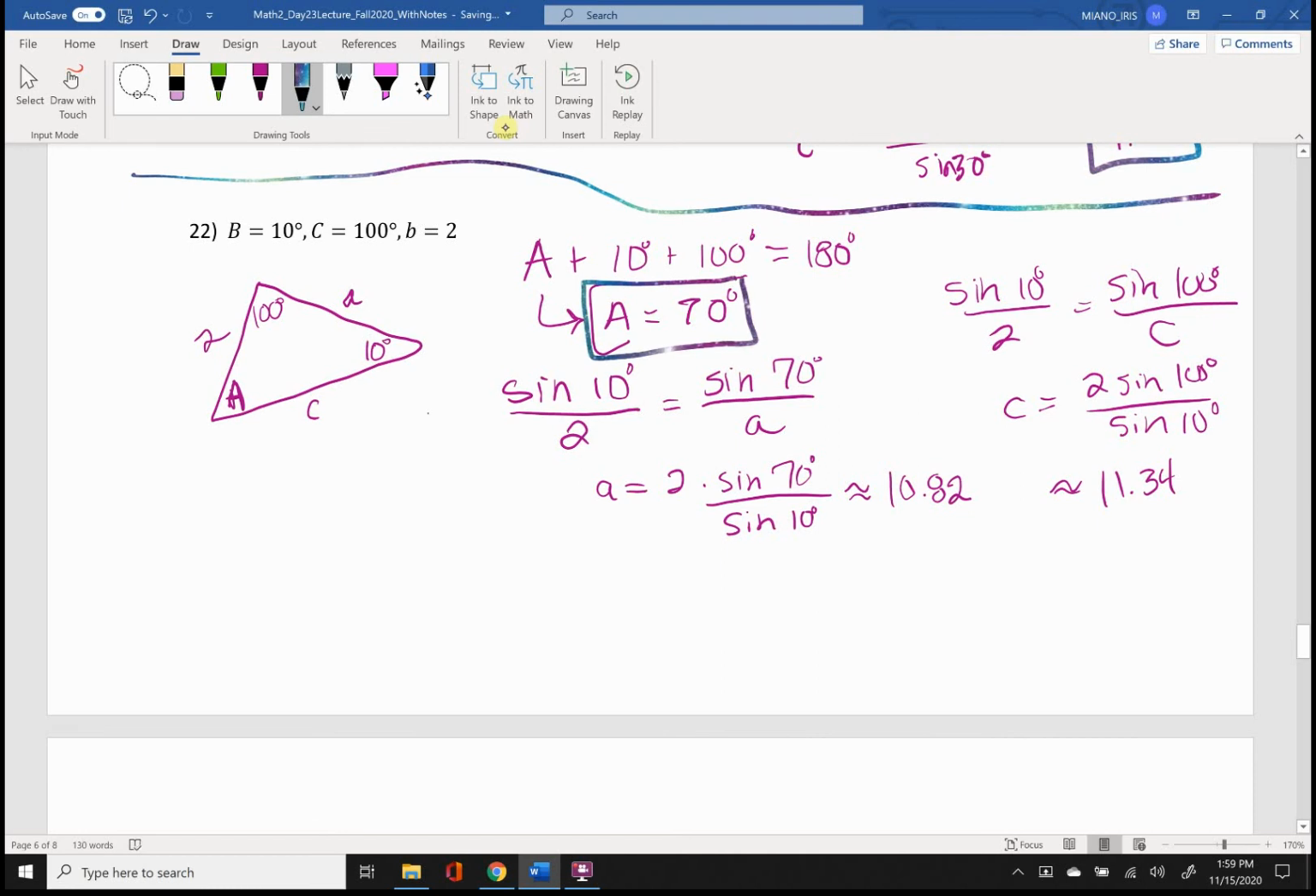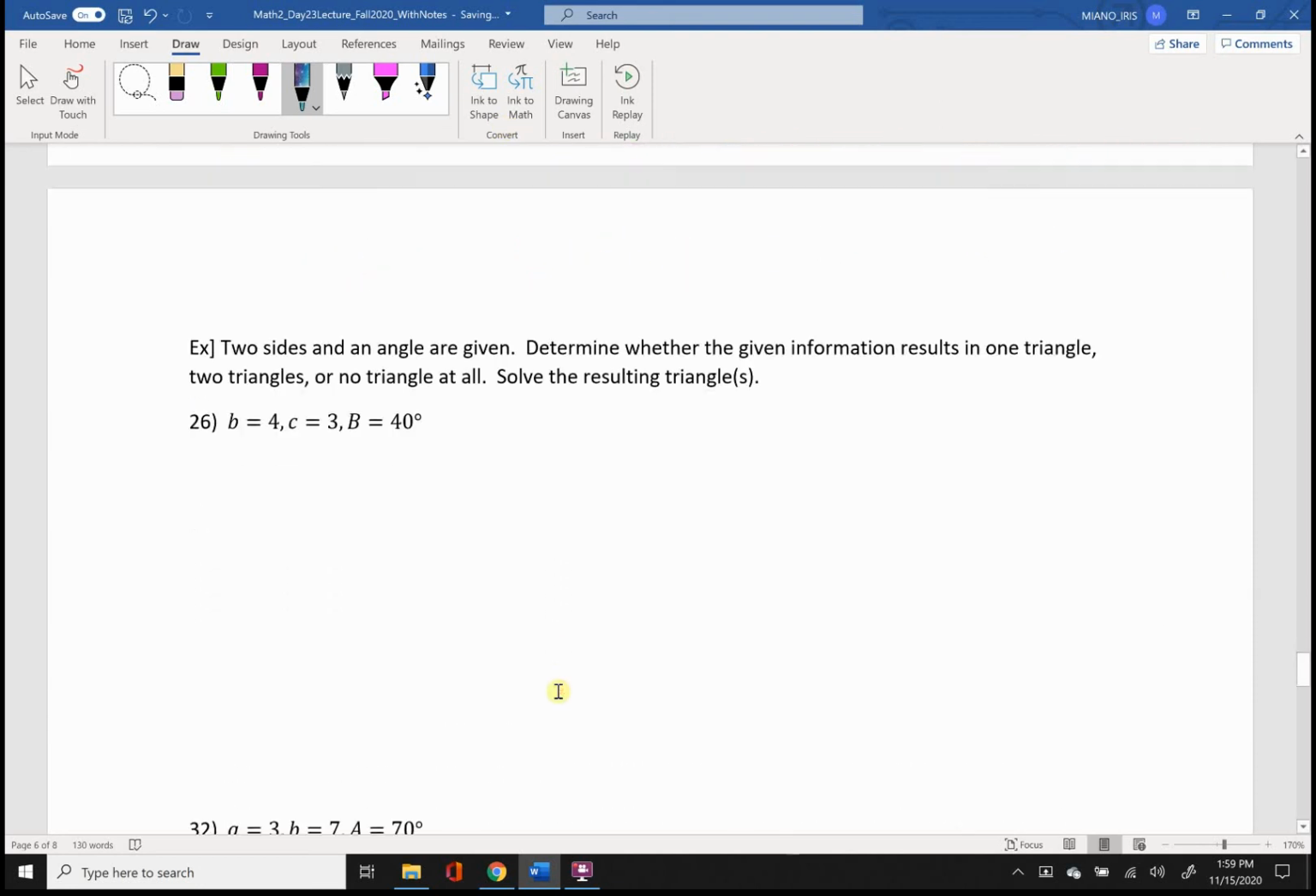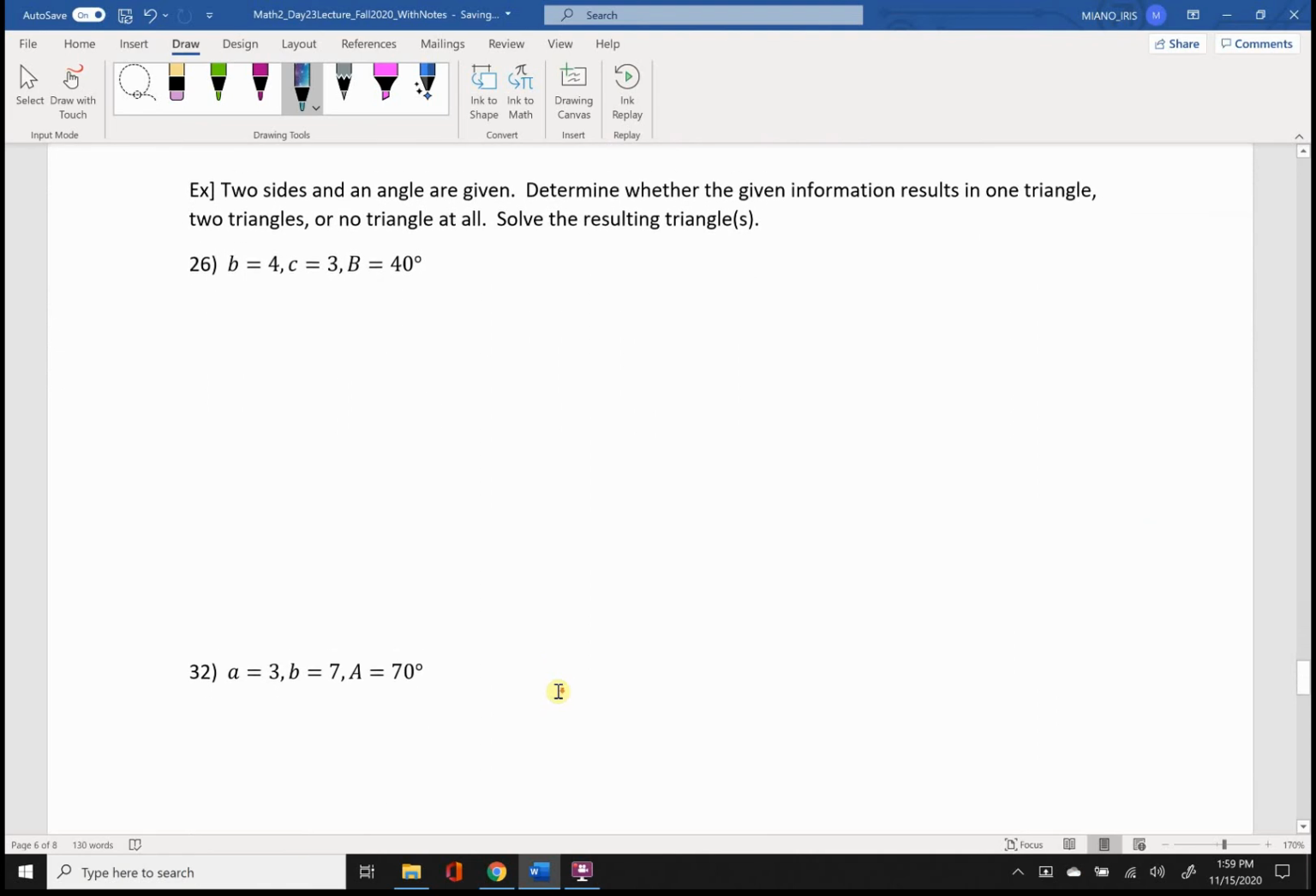Capital A is 70 degrees, lowercase a is 10.82, lowercase c is 11.34. Great. All right, let's get into some ambiguous case scenarios here.